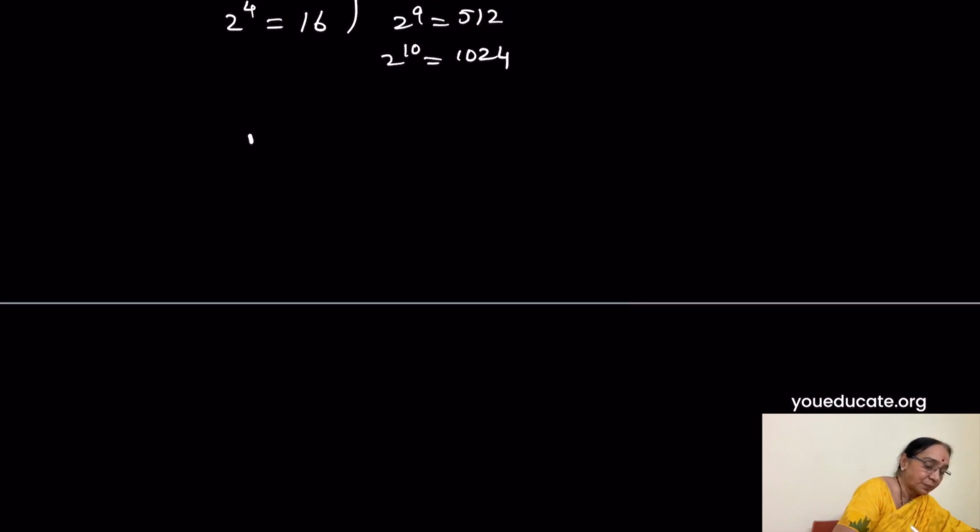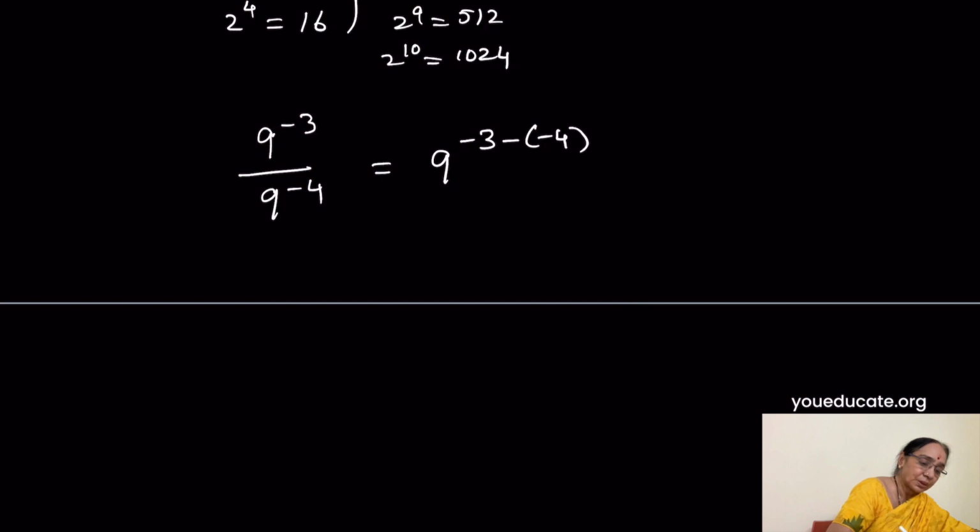What is 9 power minus 3 divided by 9 raised to negative 4? So use the quotient rule. Just use the quotient rule. Negative 3 minus minus 4. So that becomes 9 raised to negative 3 plus 4. That will be 9 raised to 1, which is 9.